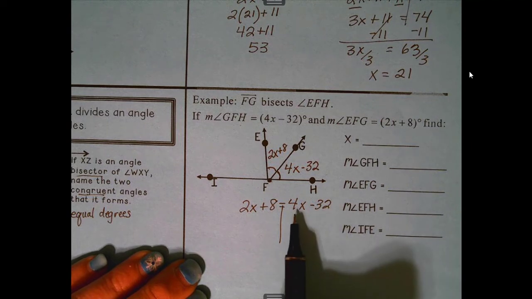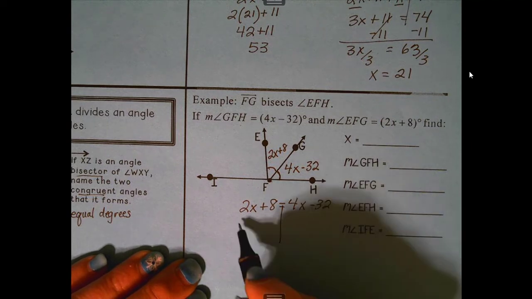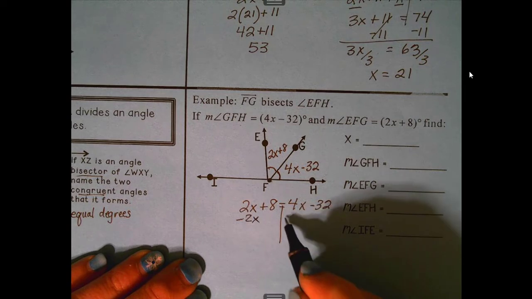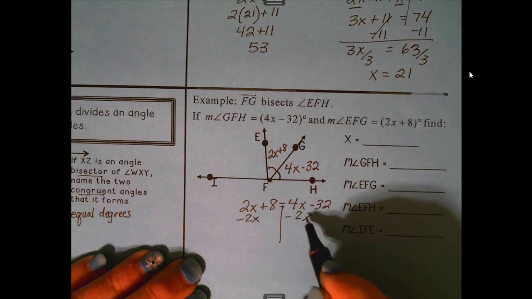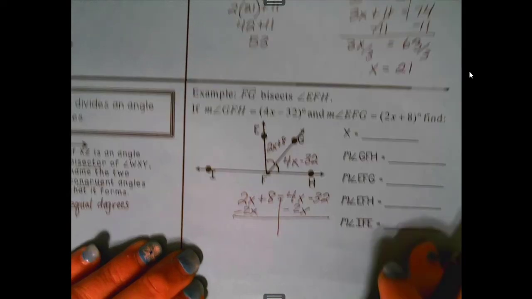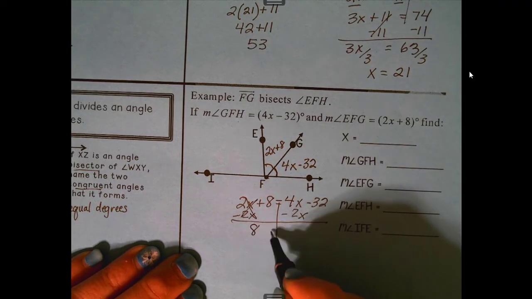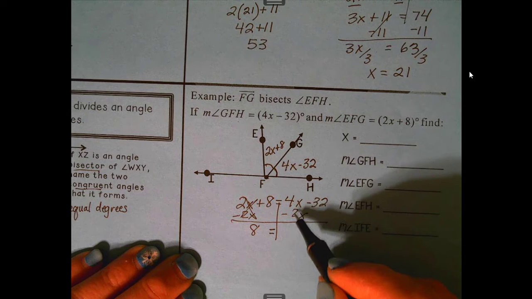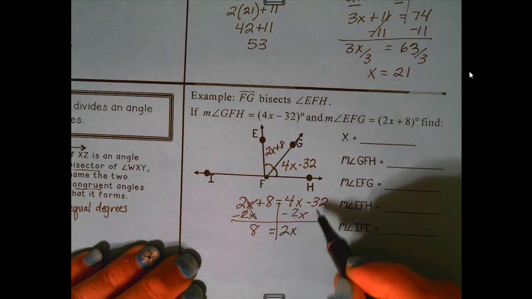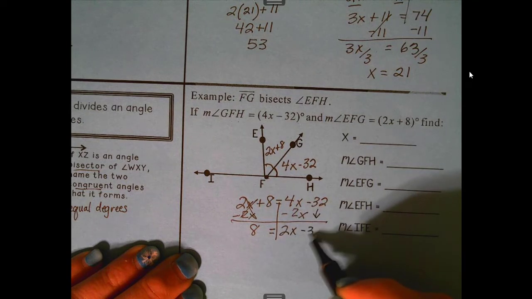I like keeping my x term positive, so I am going to subtract 2x from both sides, just like keeping that term positive. All right, so that cancels. I'm left with my constant of 8. 4x minus 2x is 2x. Bring down my minus 32.